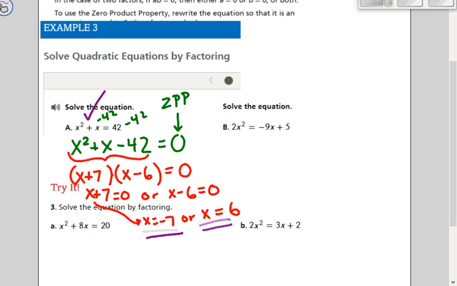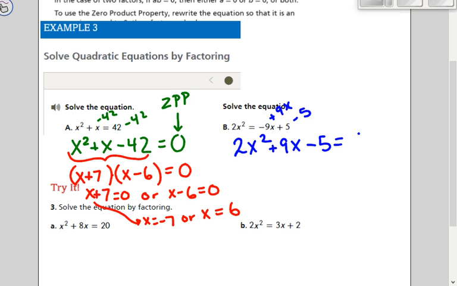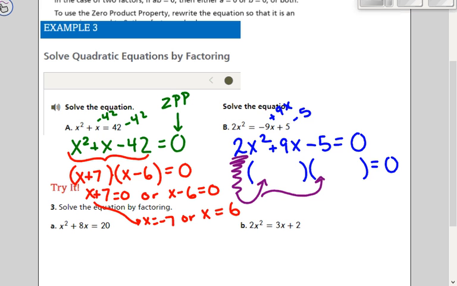In part B, it's very similar, except you have multiple items to bring over to the left side. We're going to add 9x, and we're going to subtract 5 over to the left side from the right, leaving a 0 on the right. Now we have like a second tier difficulty type of problem here to factor, where we have a 2 in front of the x squared. So instead of just an x and an x in these two spots, one of them is going to be a 2x and the other one an x.